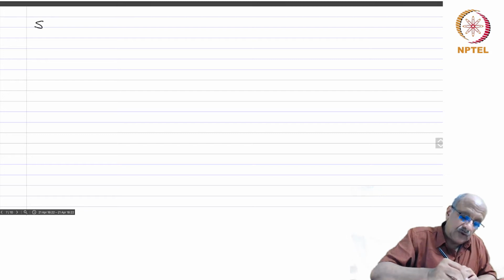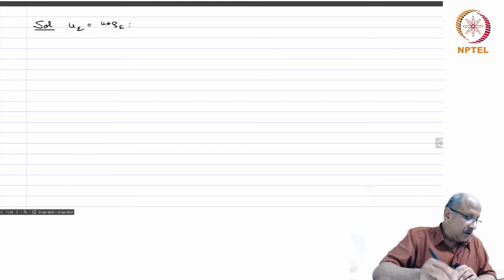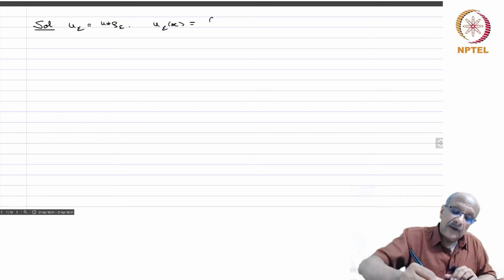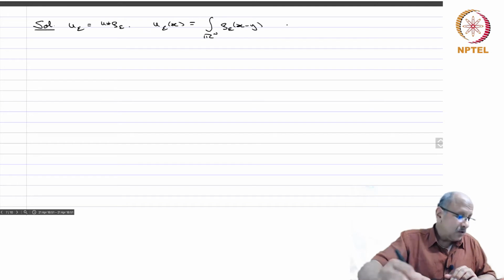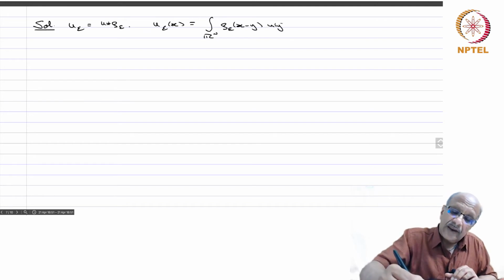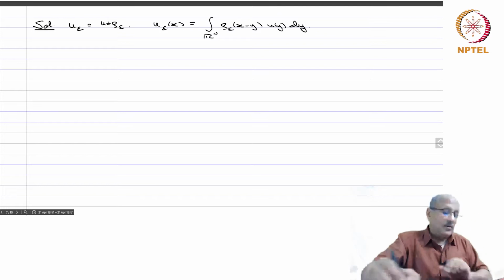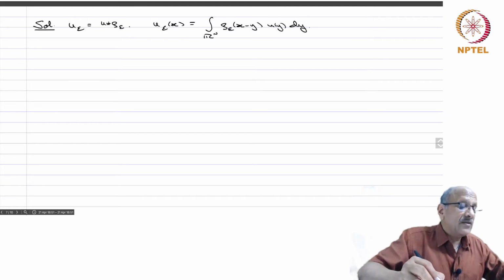Okay, so solution: u epsilon equals u star rho epsilon. So u epsilon of x will be equal to the integral over Rn of rho epsilon of x minus y times u of y dy. You can write it in any way you like, and I am going to write it like this.